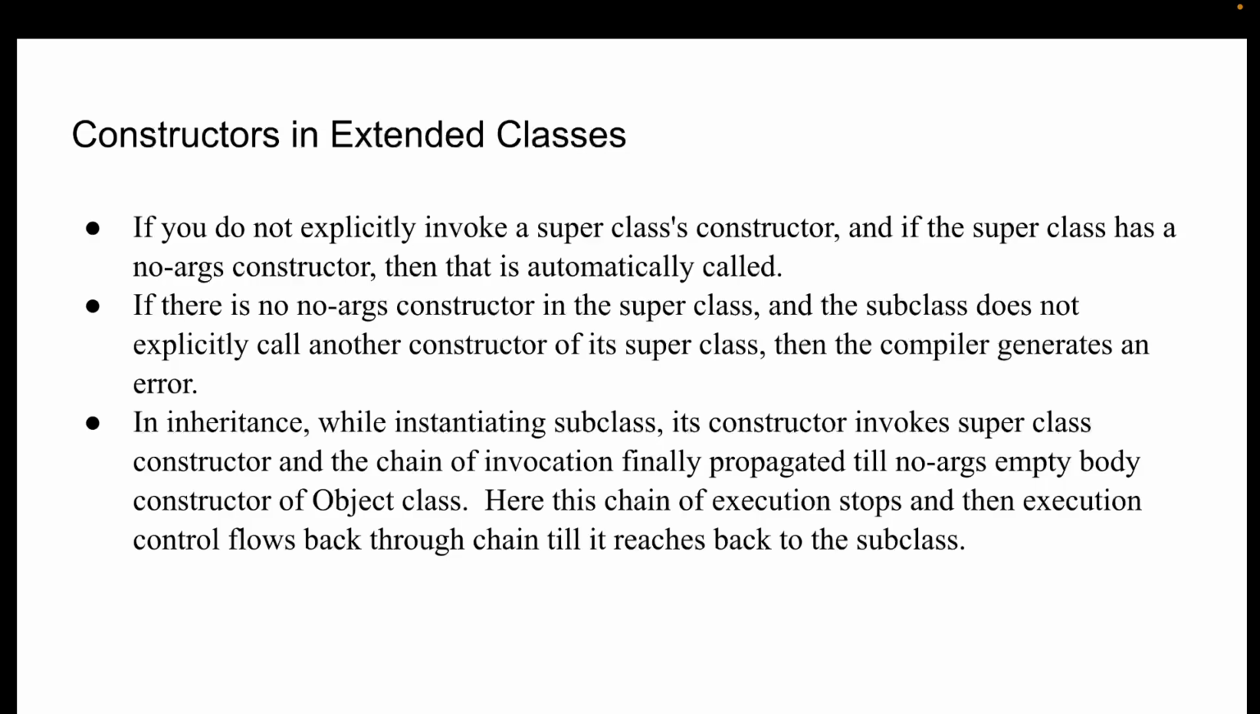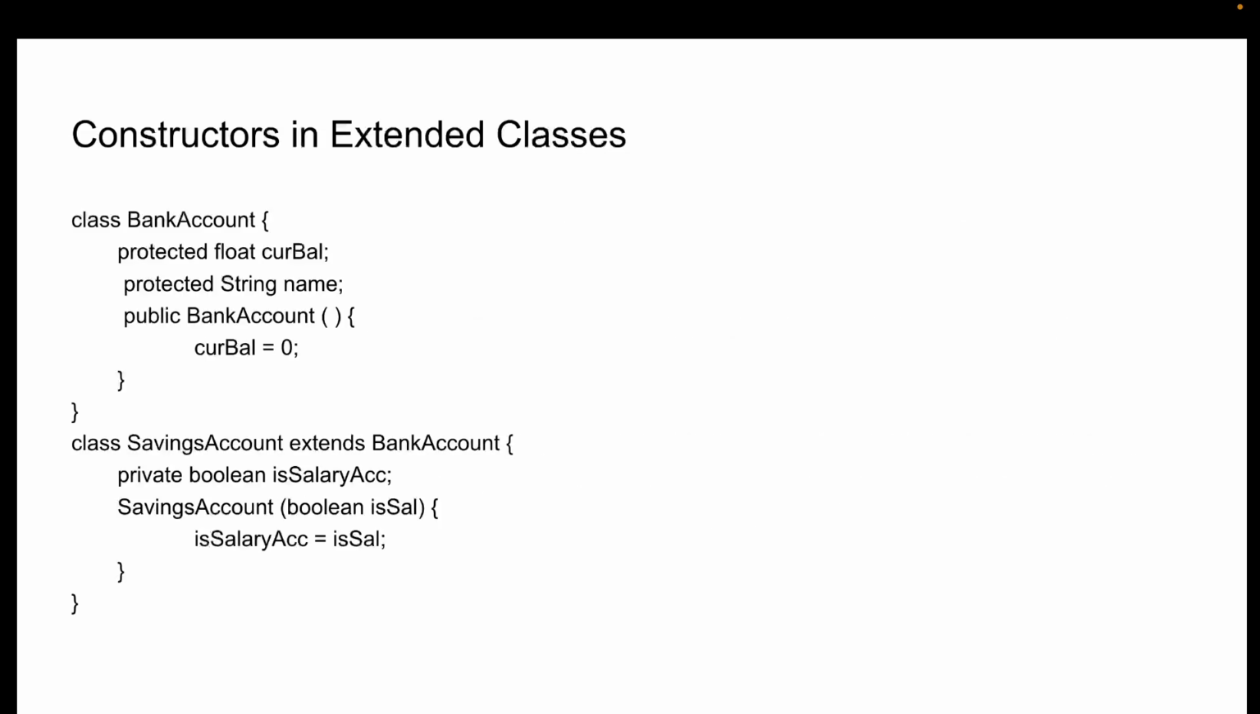So the order of execution will be different. Suppose your child class constructor was called first, then the parent class constructor, then another parent class constructor, and then the Object class constructor. The order of execution will be different: whatever you have in your Object class constructor will be executed first, then the parent class constructor, then the child class constructor, and then any subchild constructor. Let me show you this with an example, then it will be very clear.